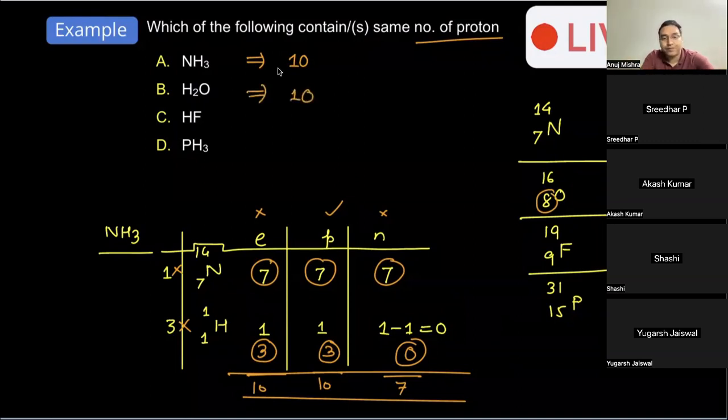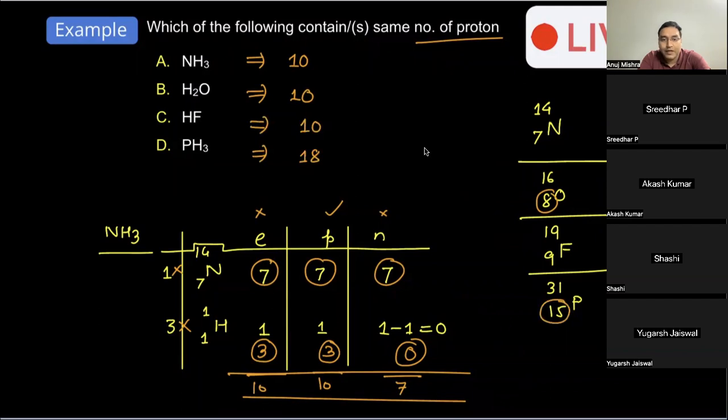Do it for HF. Fluorine is 9F19. So 1 fluorine is 9. 1 H is 1. Total is how much? 10. Clear? PH3, 15 and 3, 18. So what shall be my answer? Please type in chat box now.